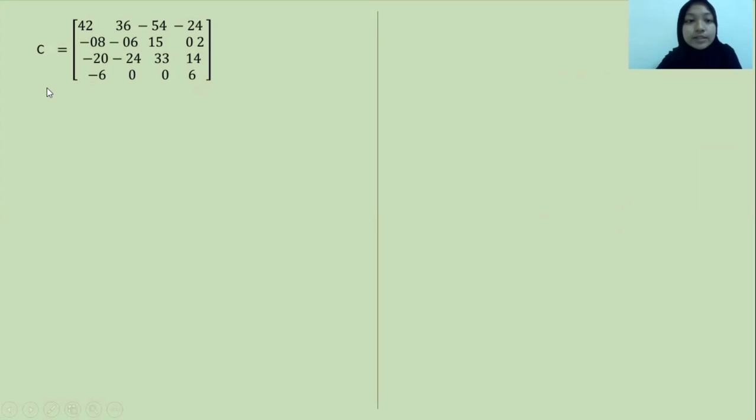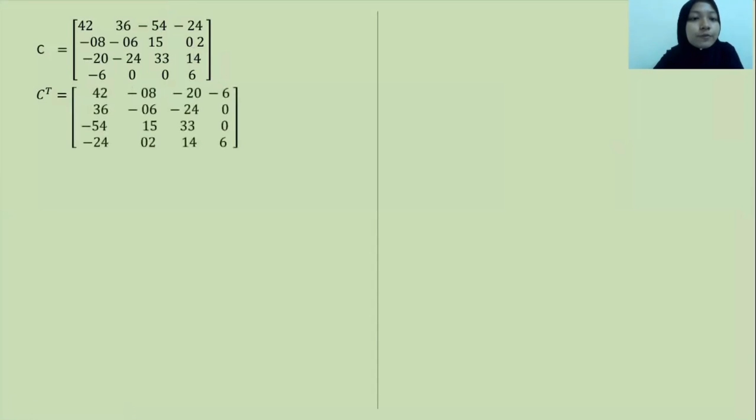So how do we find the transpose? In order to find the transpose cofactor, you have to do it like this. This row will be the first column. This row will be the second column. This third row will be the third column, and the fourth row will be the fourth column. And we will be left with these.